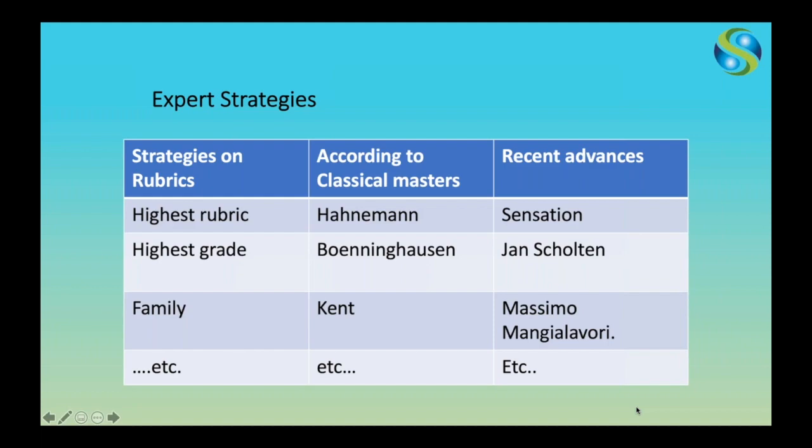I would also show you some methods by which you can do analysis according to Hahnemann's method, according to Boenninghausen's analysis method, or the Kentian way, or Boger's analysis. So following our pioneers. But there are recent advances like Dr. Rajan's sensation and synergy, or Jan Scholten's minerals and plants, Massimo's work, and there are so many other teachers coming up. So we must have this kind of flexibility to use either an individual method or to follow some teacher, or still better, to create your own analysis strategy.